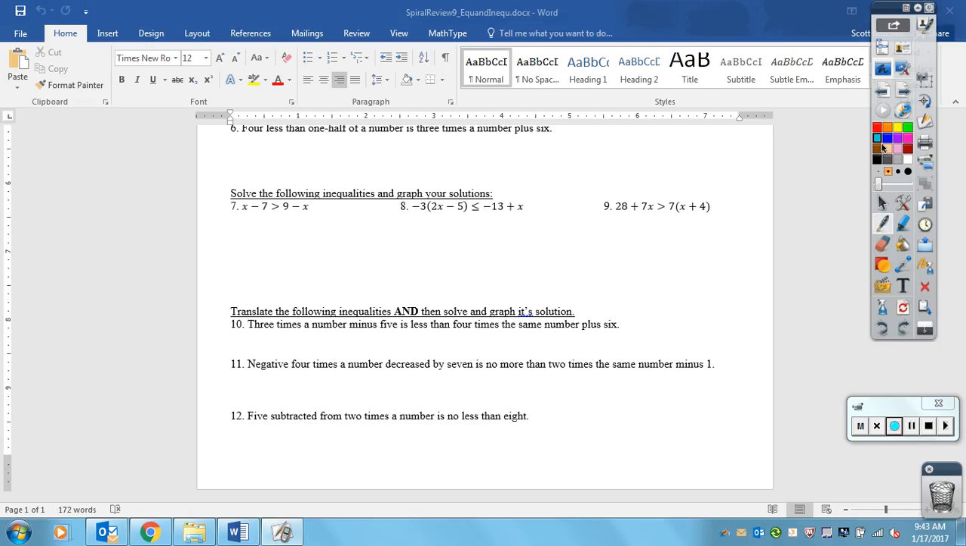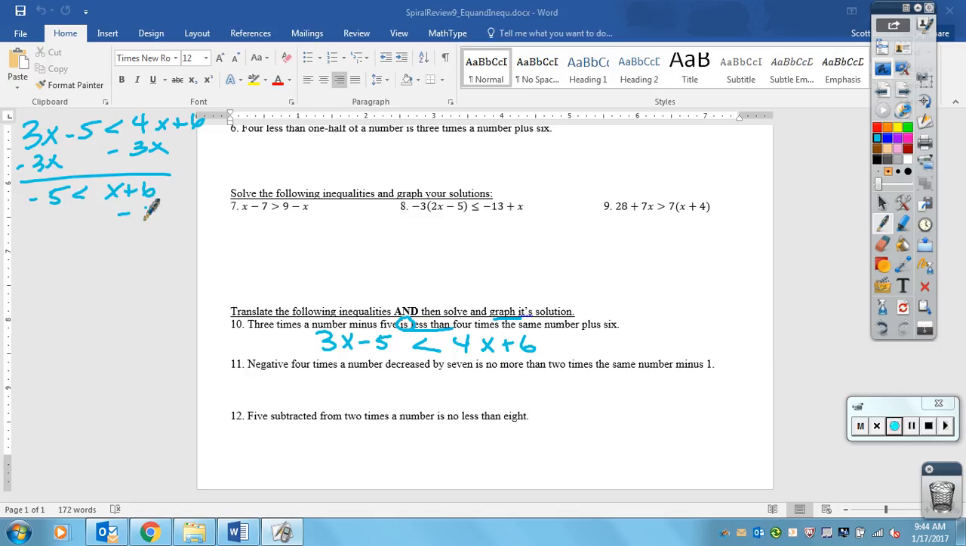And the last three: translate, then solve, and graph its solution. 3 times a number minus 5 is less than 4 times the same number plus 6. 3x minus 5 is less than 4x plus 6. Minus 3x, minus 3x. Negative 5 is less than x plus 6. Minus 6, minus 6. X is on the big side of negative 11, keep change.